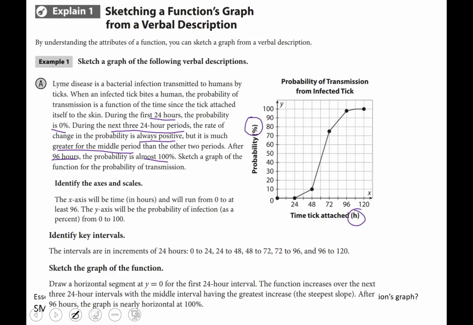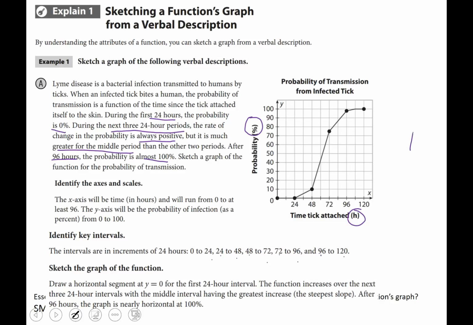And then the y-axis is going to go from 0 to 100. So identifying key intervals. It was talking about 24-hour increments in there. So our first interval is from 0 to 24, 24 to 48, 48 to 72, 72 to 96, and 96 to 120. We're going in 24-hour intervals.